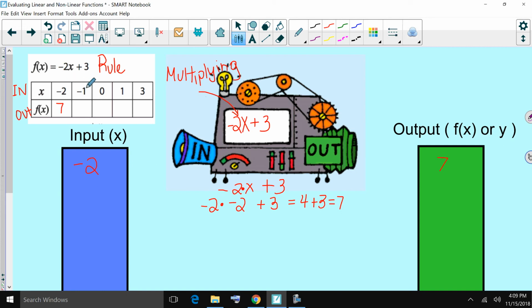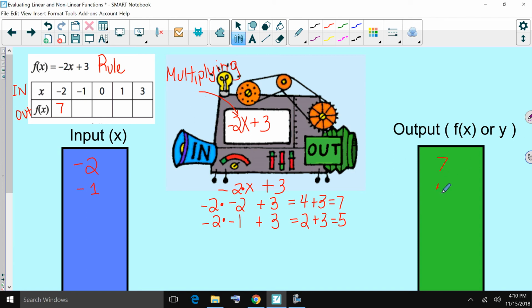Okay, so now I'm going to enter a -1 in the machine. That's my input. So I'm going to do the same thing that I did before. I'm going to multiply -2, because that's what my function says, -2 times whatever the input is. Well, my input now is -1, and then add 3. Okay, so -2 times -1 is +2. And then I'm going to add 3. So that gives me 5 would be the output.